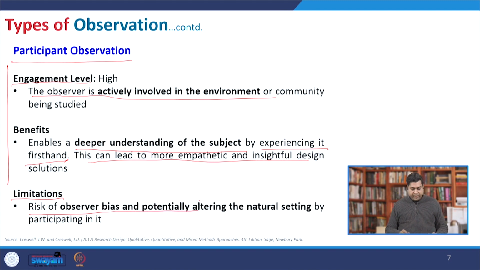Risks of observer bias and potential altering of the natural setting by participating in it. For example, when we are participating, we know that this particular activity is wrong or this is probably right. Maybe unknowingly I prompt it, because now I am part of the community being studied, and I say this is probably wrong, you should not do it, or you should do it. Then you cannot collect the naturalistic action or the activities that we intend to capture as researchers.